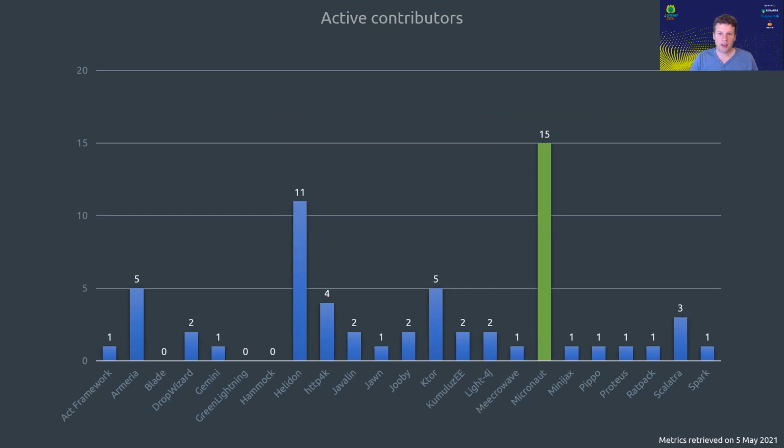Then these are the numbers that came out. Looking at the active contributors, Micronaut is the clear winner with 15. Then Helidon has 11. Some like Ameria and Cater are also pretty good with 5. And most notable is that these 4 I just mentioned, the top ones, are all backed by a company. So that tells you something about what effect it has if there's money behind something.